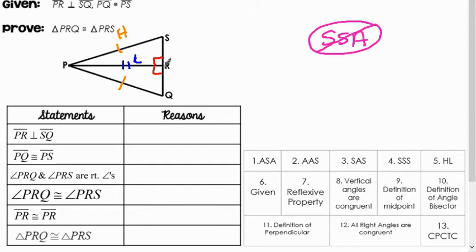If this were not a right angle, we would not have enough information to prove these triangles are congruent, because side, angle is not enough to prove that the triangles are congruent. But since it's a right triangle, then we have a hypotenuse and a leg. That will do it. So let's go ahead and get that written up.